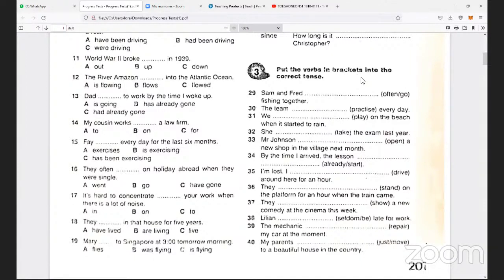Sam and Fred often went fishing together. Go often. No, Sam and Fred often went fishing together. In this case, it is only go, okay? Often go fishing together, because gerunds always are going to go with the verb in base form, okay? And fishing, in this case, is a gerund, okay? Perfect.